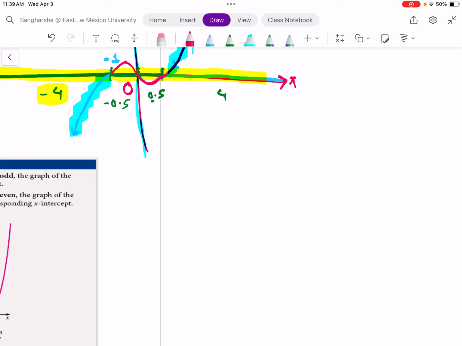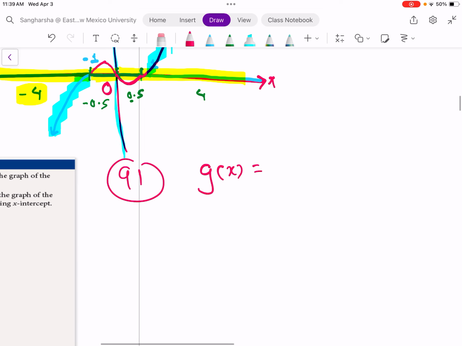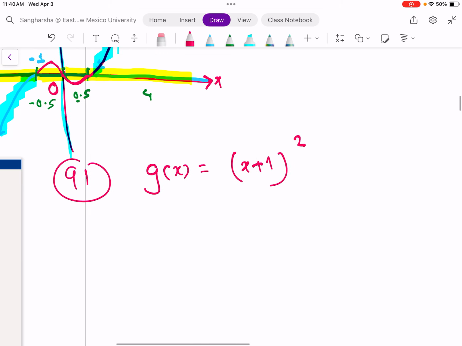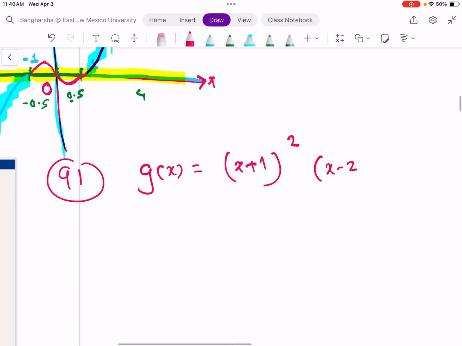Let's do this one. We do have an easier way, like we do have a couple of topics to cover. So let's use this concept here. So number 91, and the function is g of x equals (x plus 1) squared times (x minus 2) times (x plus 3).